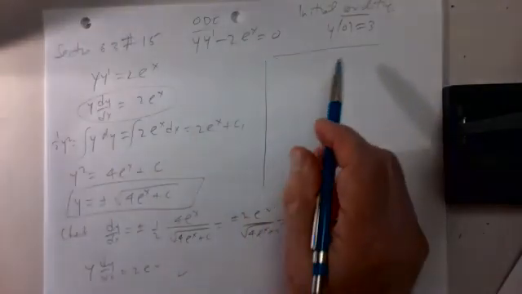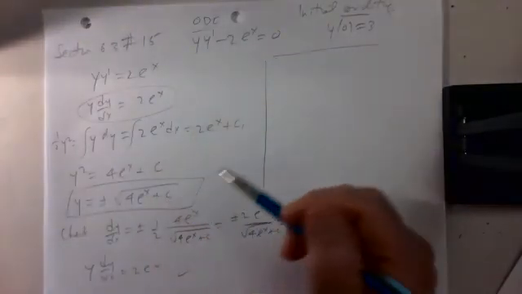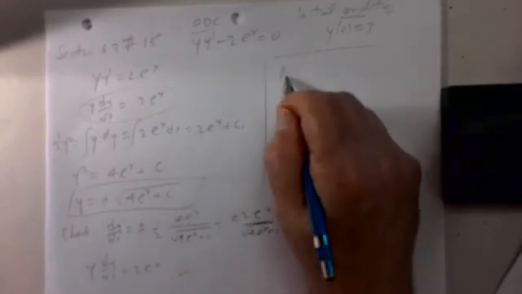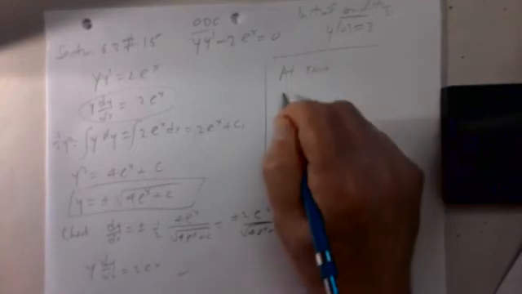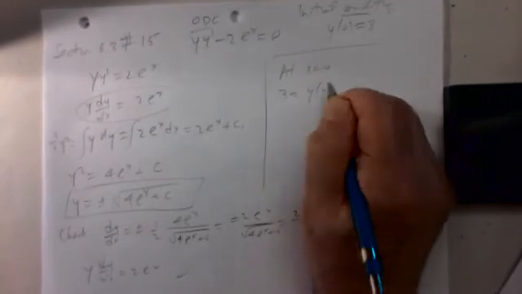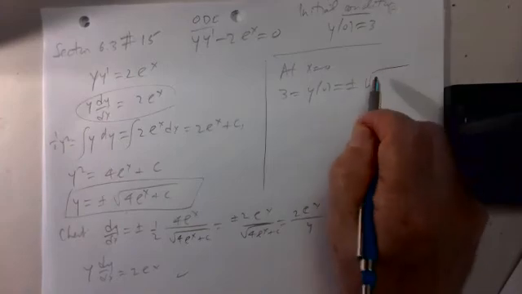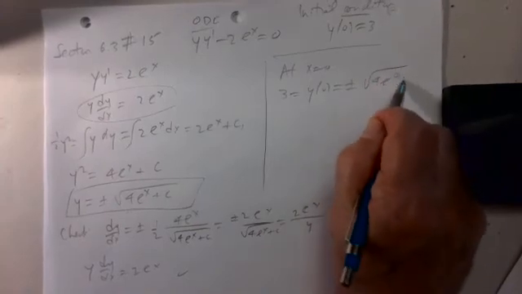Now we look at the initial condition. From the initial condition, we can determine what the constant has to be. So there will only be one choice of a constant which satisfies the initial condition. So at x equals 0, y of 0 is 3, is plus or minus the square root of 4e to the 0 plus c.